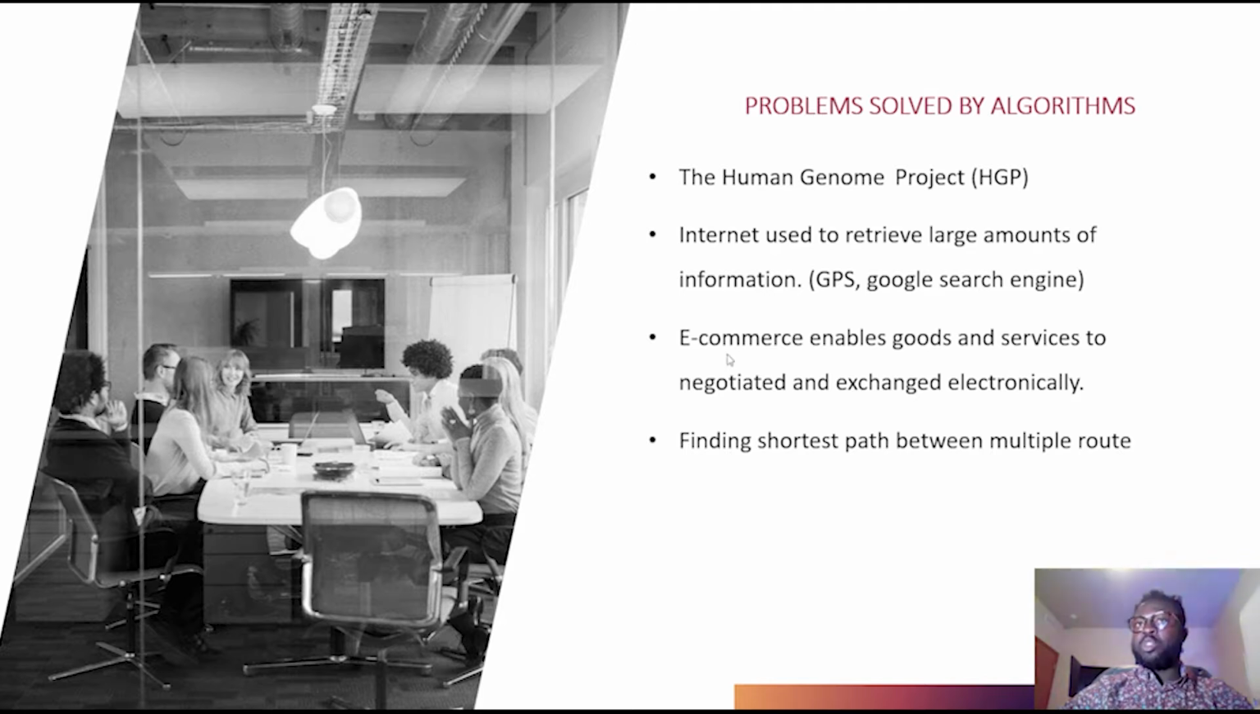The next example we're going to talk about is e-commerce, which enables goods and services to be negotiated and exchanged electronically. A clear example is Amazon. Users could use Amazon to buy products, and those products could be shipped to them within some few days. They will get their products. Those products in the catalogs use algorithms to sort those products.